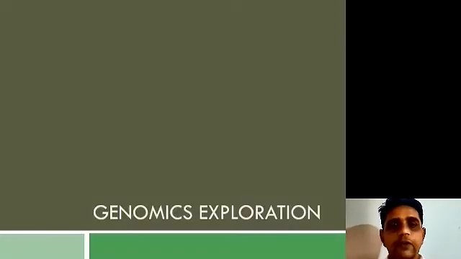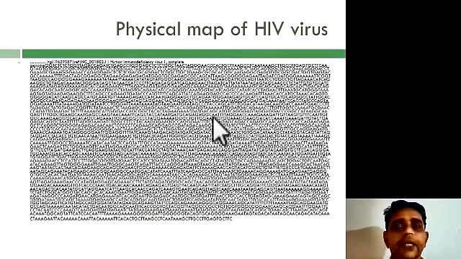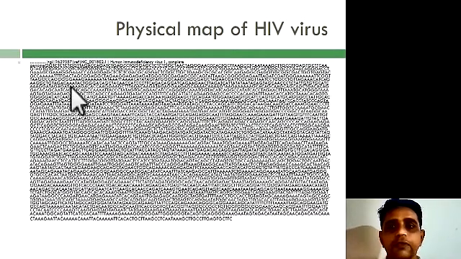Suppose we are taking genomics exploration, then basically what will happen in this? Suppose we have learned the different kinds of NGS sequencing technology. By any kind of sequencing technology, whatever genomic information you get after sequencing the genome, that will simply be a sequence of ATGC. For example, this is the physical map of the HIV virus. You will see that this is only ATGC. But this text is not giving any meaning to us.